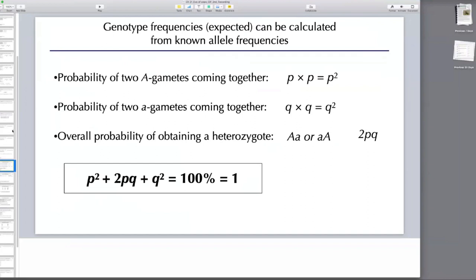Given that 99% of the population, or 0.99 of the gene pool, is big A, how often do I expect to see a homozygous dominant? How often do I expect to see a heterozygote or a homozygous recessive? In that situation, you'd expect to see big A a lot. And if you have a population where you don't see that, then you're wondering what's going on there. That could tell you about the Hardy-Weinberg conditions, which one is broken.